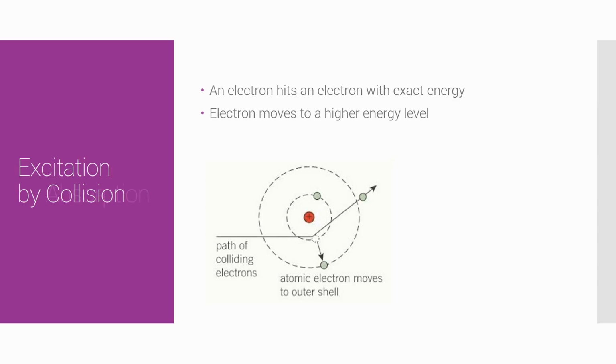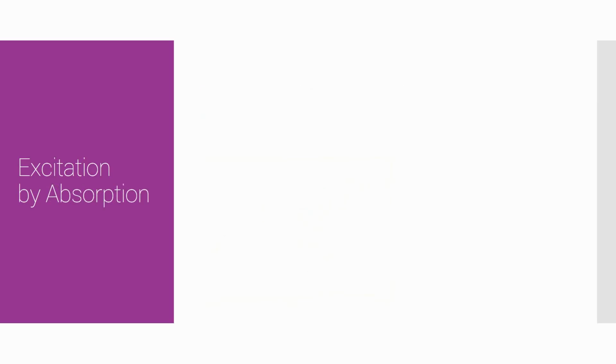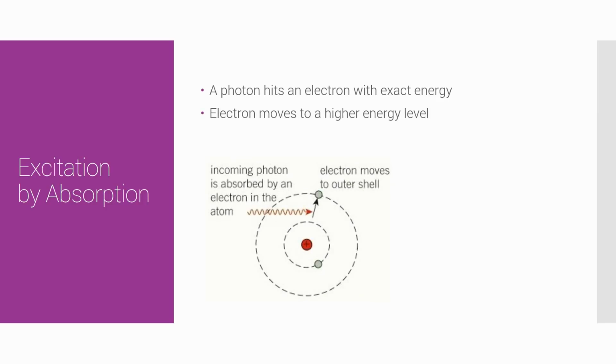Next up is excitation by absorption. Here, instead of being transferred energy by colliding, an electron is excited by absorbing energy from a photon. Once again, it has to be exact. But all in all, it's the same principle, really.